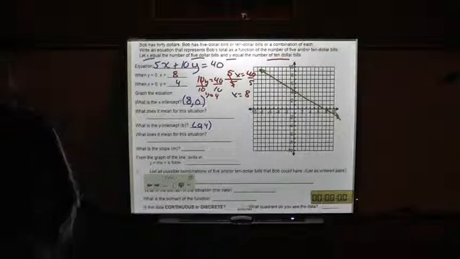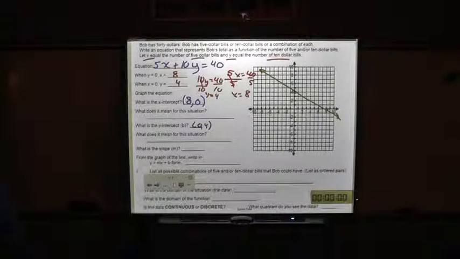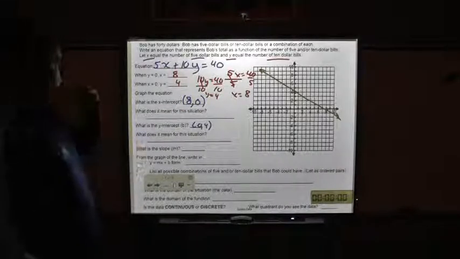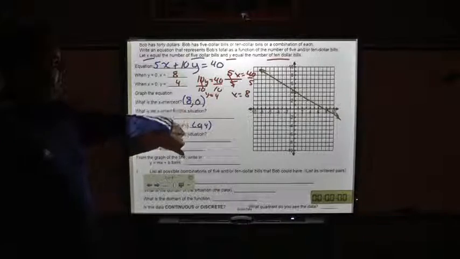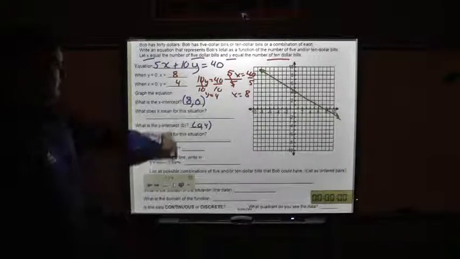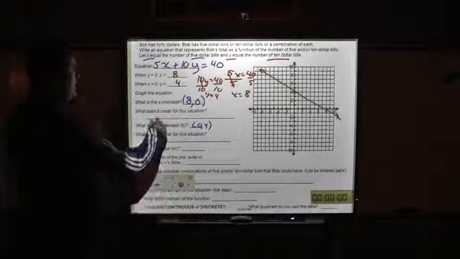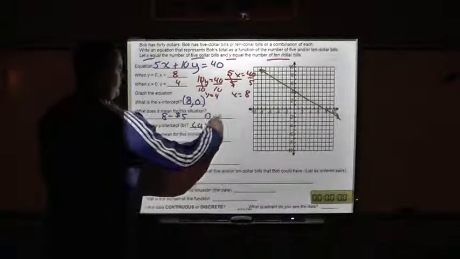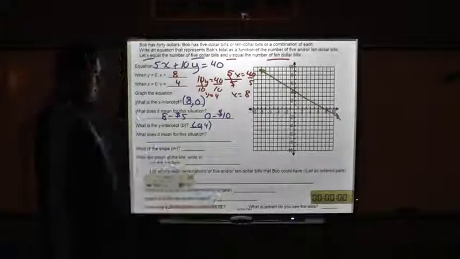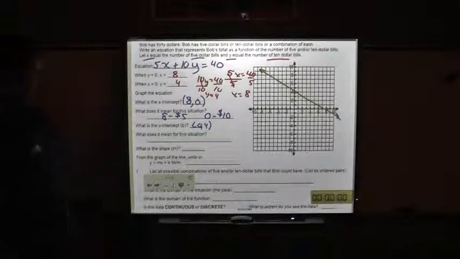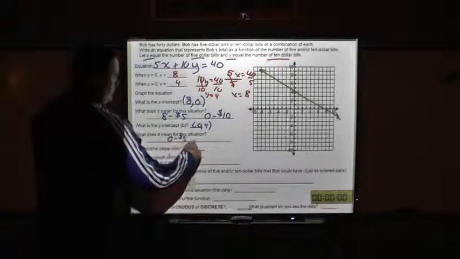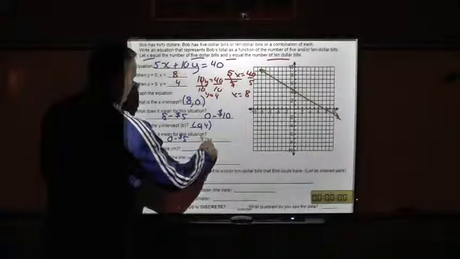So with that in mind, let's talk about this for a second. What does the point 8, 0 mean for this situation? Well, as you look at this, the x stands for the number of $5 bills, y stands for the number of $10 bills. So that 8 means I have 8 $5 bills and 0 $10 bills. What does the y-intercept mean? Well, same idea. 0 $5 bills, but I have 4 $10 bills.